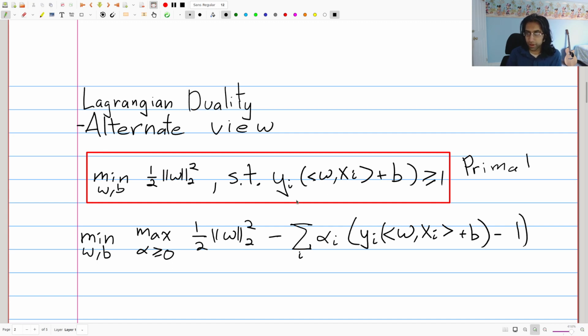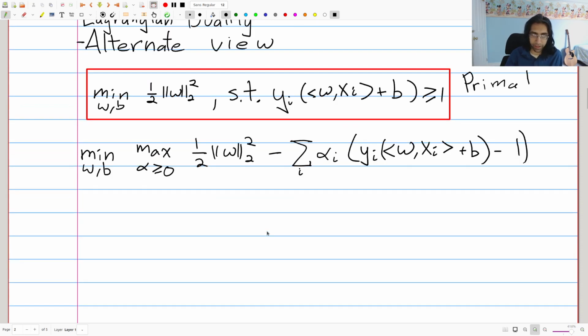Or sorry, let me say this again. We take each one of these constraints that appear in the original optimization problem, and for each of them, we write it in the form something is greater than or equal to 0. We multiply it by what's known as a dual variable, alpha i, and then we subtract it from the optimization function. We do this for all of these constraints, so we'll have a summation over all of them. This is the first step in taking the dual.